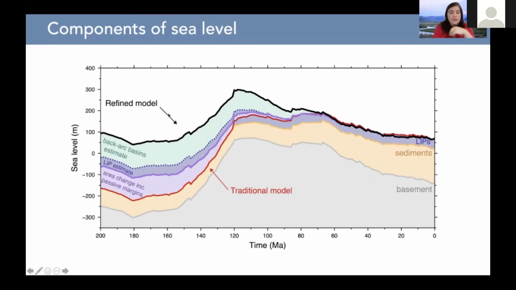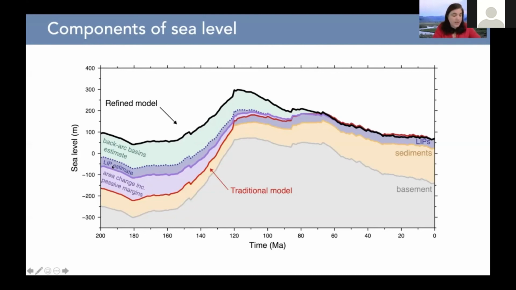Now, if I focus you in on the refined model, which is this black line, this is where we have also included components that we just never took into account before. So things like what's the area change related to and including passive margins. If we include that area change, how will that influence sea level? What component would that add to sea level? Also, we estimated LIPs for times when we don't have any preserved LIPs, and so we've added that component to the sea level curve as well.